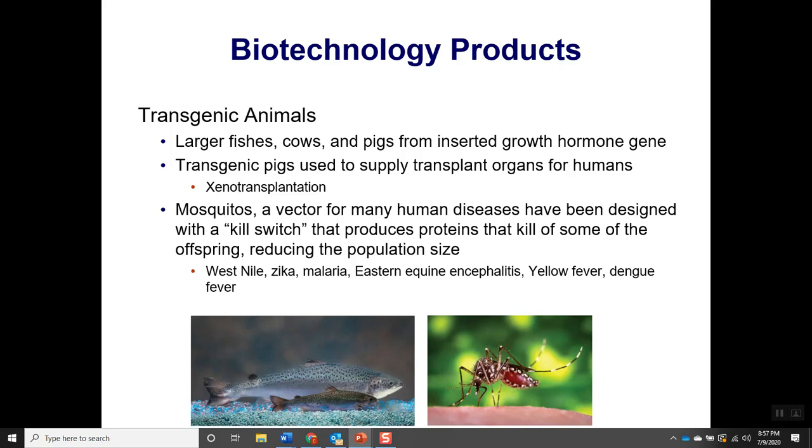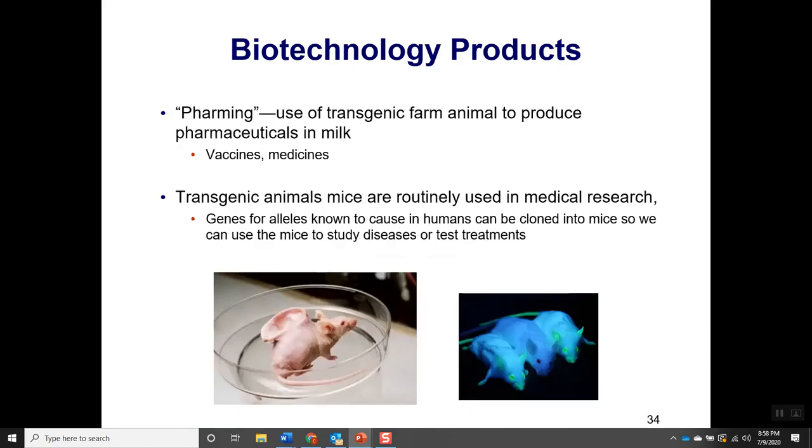Mosquitoes. Mosquitoes are a vector for a lot of human diseases, and they have been genetically modified with this quote-unquote kill switch that produces proteins that kill some of their clutch of offspring. And so, therefore, we reduce the population size of mosquitoes that can contain West Nile virus, Zika, malaria, Eastern equine encephalitis, yellow fever, dengue fever, some of these deadly and some of them with no cure. So a very important benefit of biotechnology.